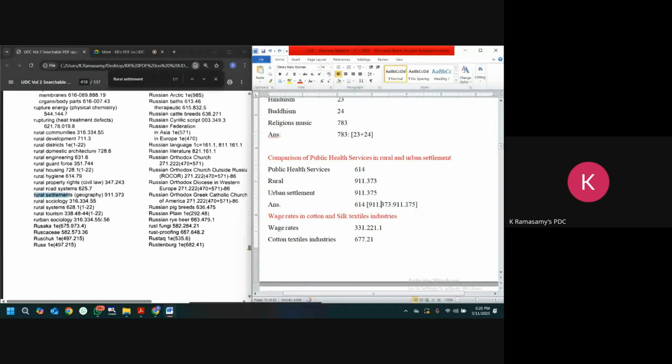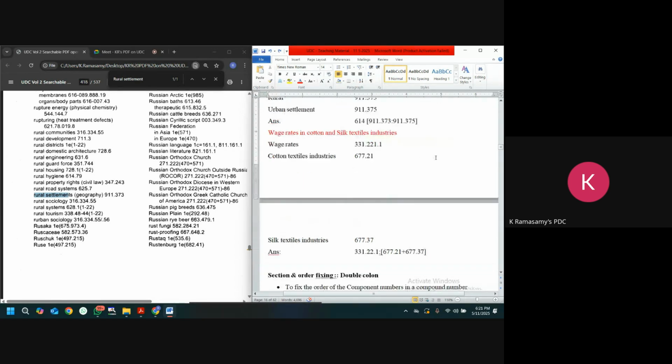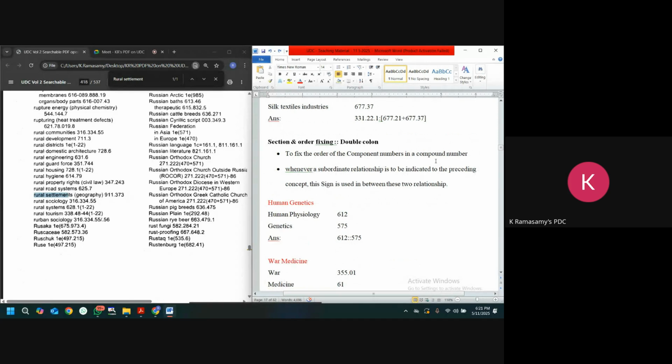These two numbers are connected with the colon, and we have given a subgrouping. So using a square bracket, these two numbers are subgrouped, and the subgrouping is compared to a common thing called public health service, whose number is 614. So it is called a subgrouping, second link. And thirdly, double colon. See, whenever you use a colon, you are using it to join two subjects when you want to mean that these two subjects are studied in relation to each other.